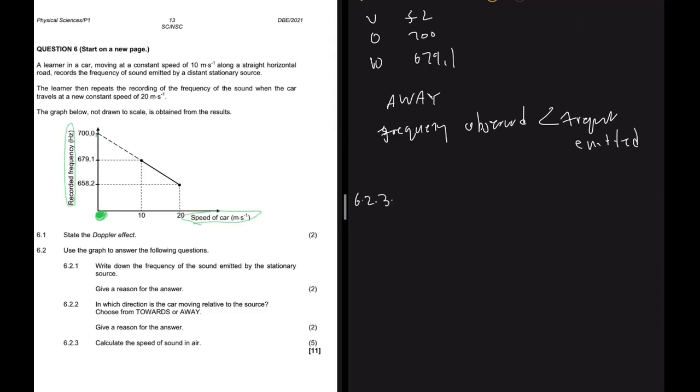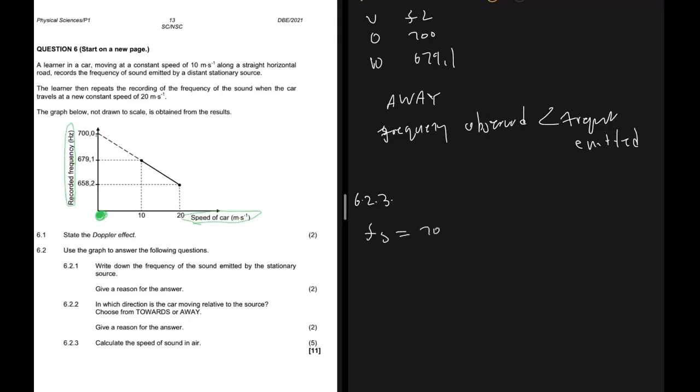6.2.3 says calculate the speed of sound in air. Okay, so we have the data for when the speed of the vehicle is 10 meters per second and when the speed of the vehicle is 20 meters per second. So we're going to pick one between the two, and then use it to find the speed of sound in air. Again, the first thing to do is to jot down the given information, right?